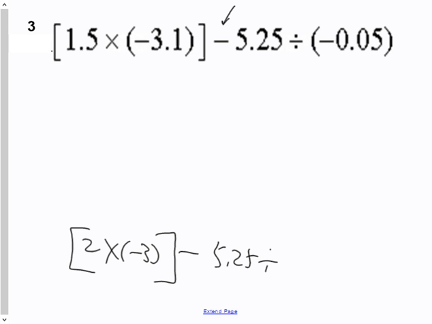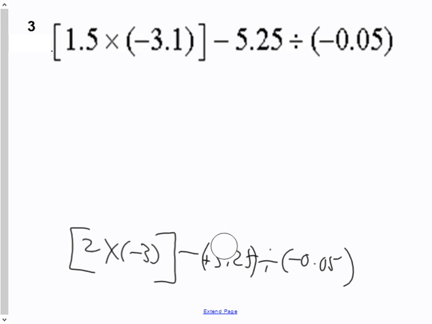5.25 divided by negative 0.05. Now, if you wanted to, you could actually say divided by a positive, or take away, excuse me, a positive 5.25 divided. Just make sure you understand that is a subtraction sign. And since there is no integer sign, it's a positive 5.25. It's a subtraction and a positive 5.25.